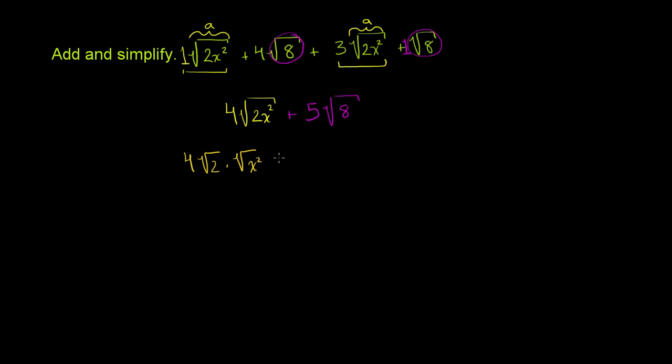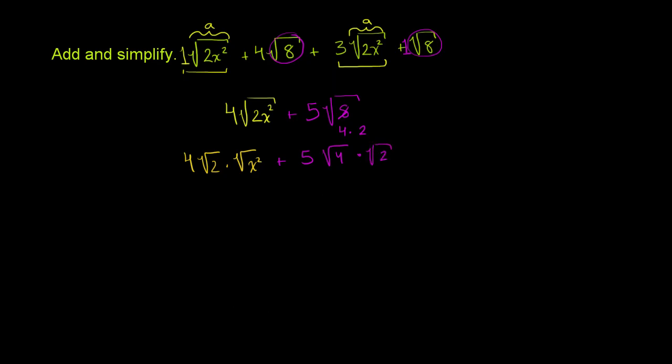And then we have plus 5 times, now 8 can be written as a product of a perfect square and a not so perfect square. 8 can be written as 4 times 2. So let's write it that way. So if we view this as the square root of 4 times 2, we can rewrite this as 5 times the square root of 4, or the principal root of 4, times the principal root of 2.